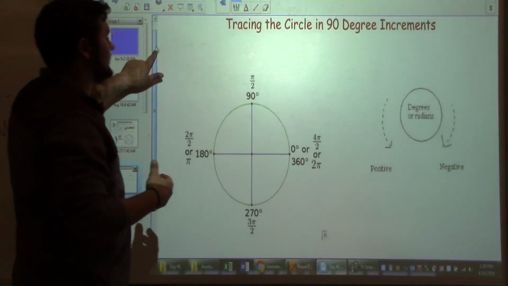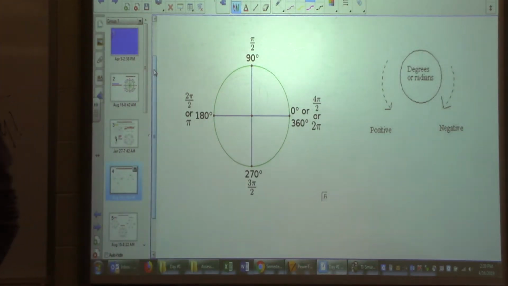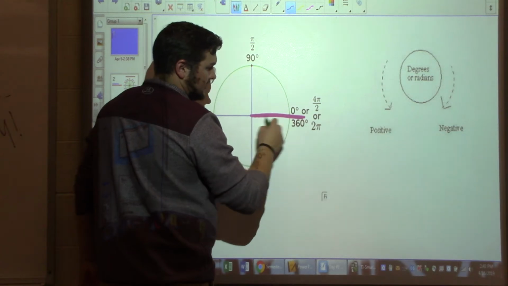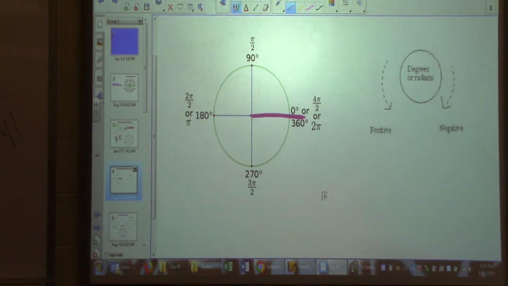Now, when you're going around a circle, and we'll see this when we deal with reference angles and terminal sides in a second, we always, always, always start here for 0. 0 is always laying flat on that x-axis. Always where 0 is. Never anywhere else. Okay?